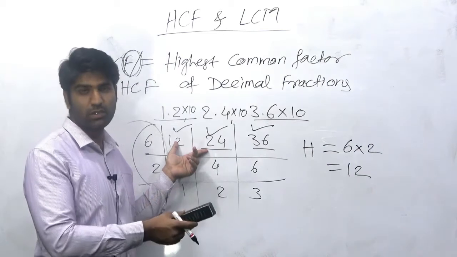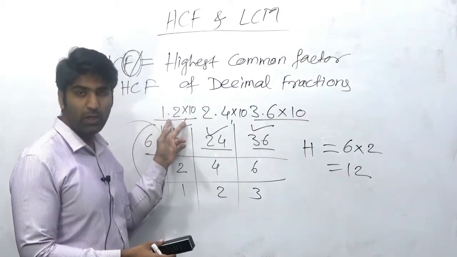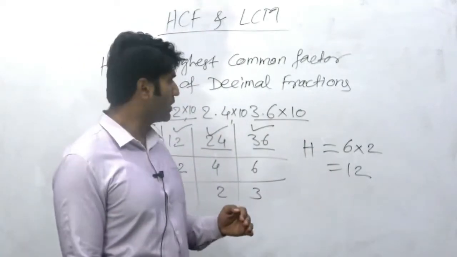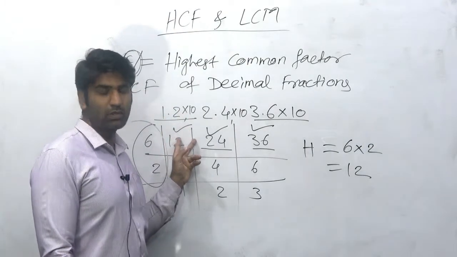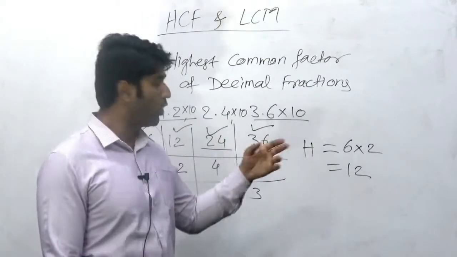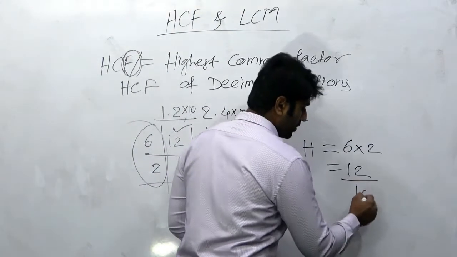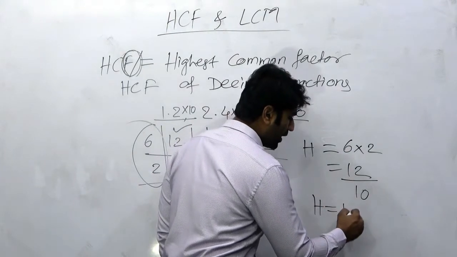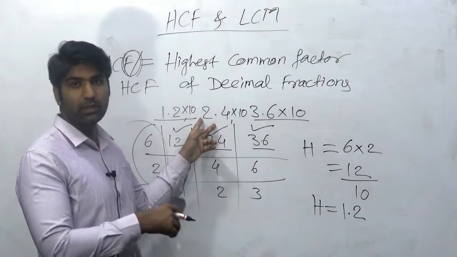But this is not our final answer, because 12 is the HCF of the numbers which we have changed. The original numbers were 1.2, 2.4 and 3.6. To convert these into natural numbers, we multiplied by 10. Now reverse the process. We multiplied by 10, so now divide by 10. So the answer will be 1.2.